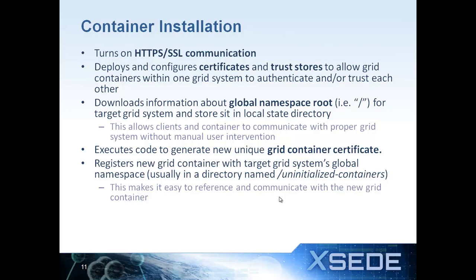The container installation, just so you know, is going to create a process that's running a web service container on your machine that will turn on HTTPS and SSL communication and will listen on a socket and communicate using HTTPS. It will deploy and configure some certificates and trust stores, which are described in the documentation, that allow the grid containers within one grid system to authenticate and/or trust others. It's going to download information about the global namespace root and store it in a local state directory.